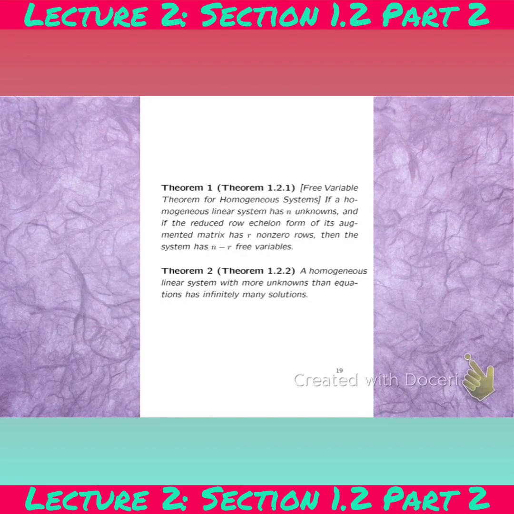Okay, now we've got our first theorem, theorem 1.2.1. This theorem for homogeneous linear systems is called the free variable theorem for homogeneous systems. What it says is, if a homogeneous linear system has n unknowns, and if the reduced row echelon form of its augmented matrix has r non-zero rows, then the system has n minus r free variables.